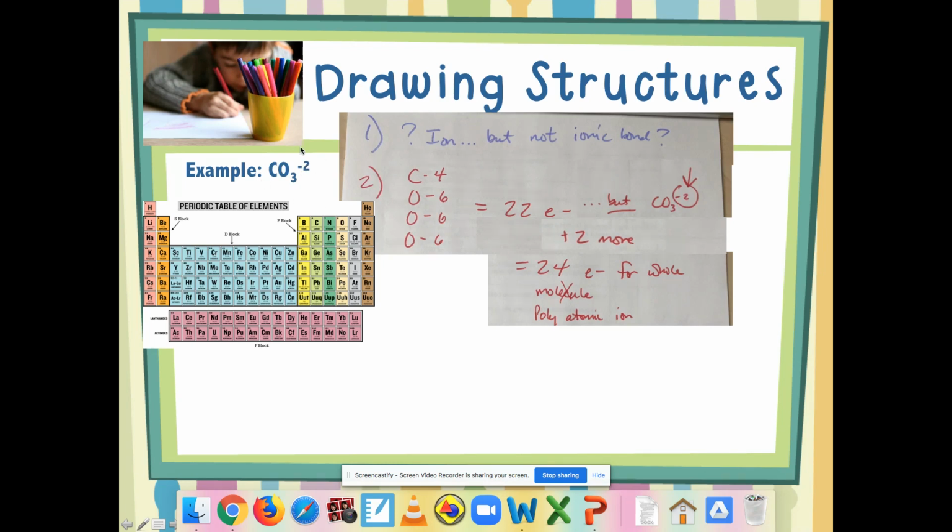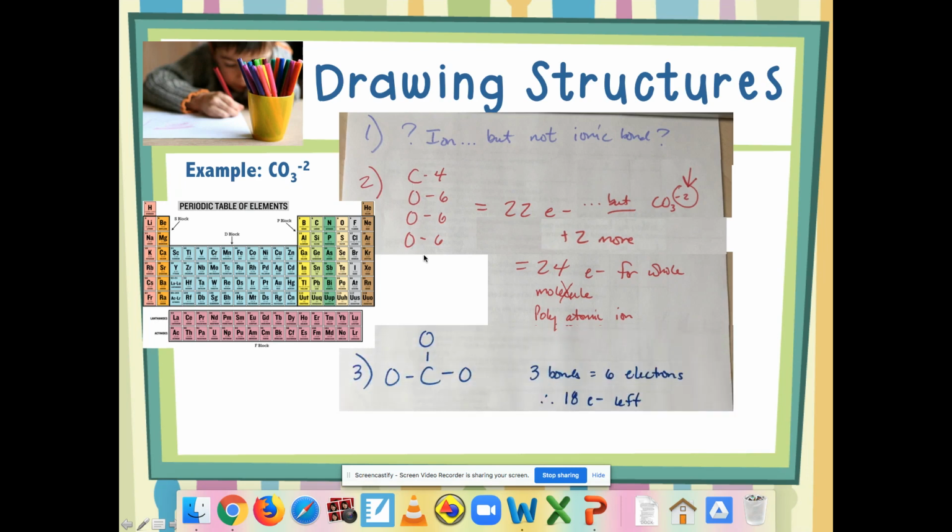We're going to just draw this structure for now, but then realize that means that this whole structure could connect with something positive. So let's keep going. So I've got my 24 electrons. We're going to keep going the same way. You find your central atom and you connect it with one of each of the elements. So then I've got carbon with 3 bonds around it, and that means that I've used 6 electrons. But remember, I had 24 total, so now I've got 18 left.